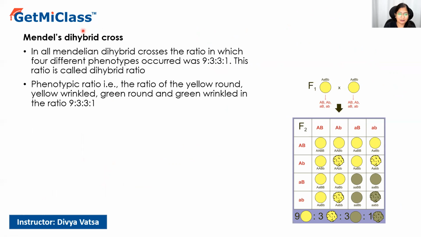Dihybrid cross means that we have taken two contrasting characters. And what are the two contrasting characters we have taken? We have taken yellow round, yellow wrinkled, then green round and green wrinkled, and the ratio that we obtained is 9 is to 3 is to 3 is to 1. So how do we do it?